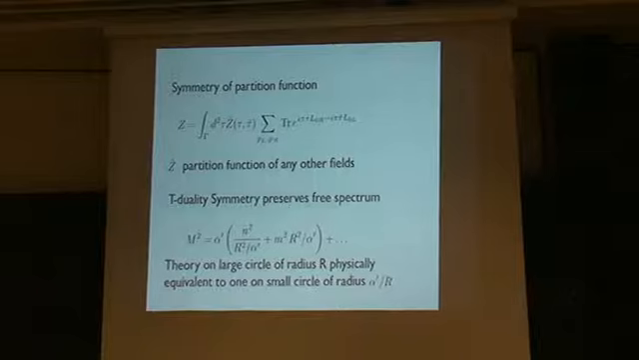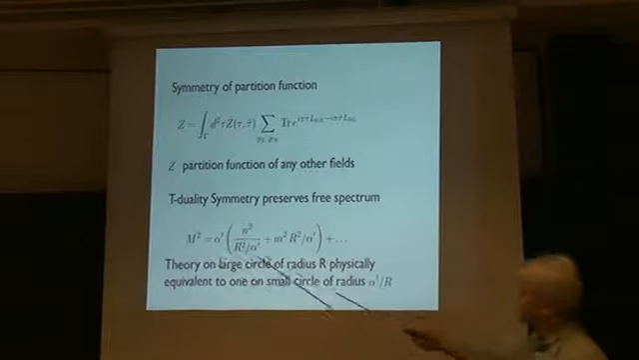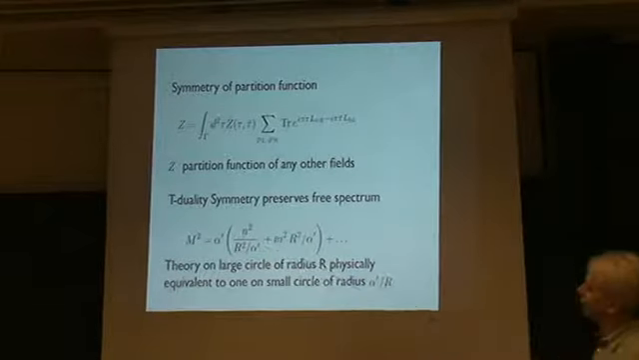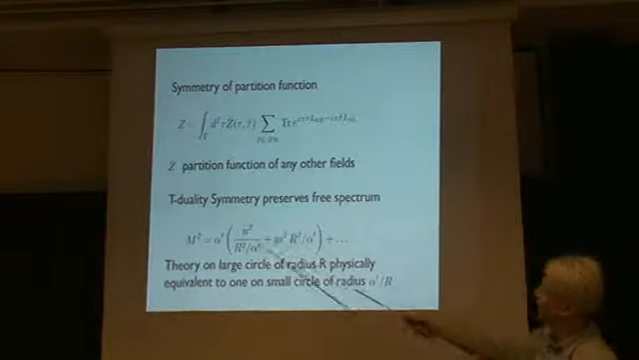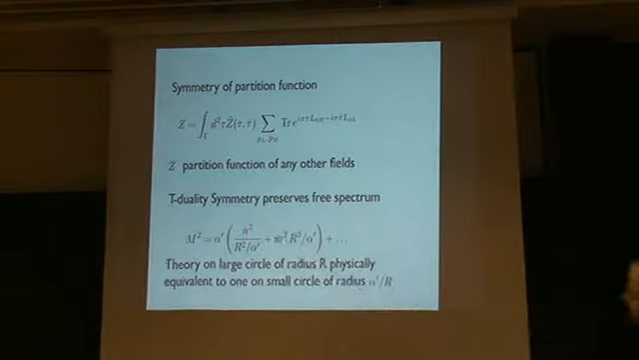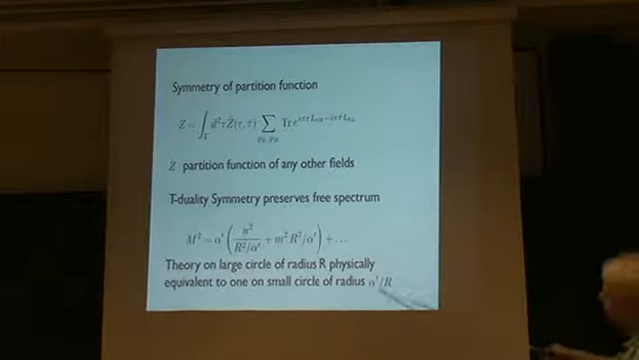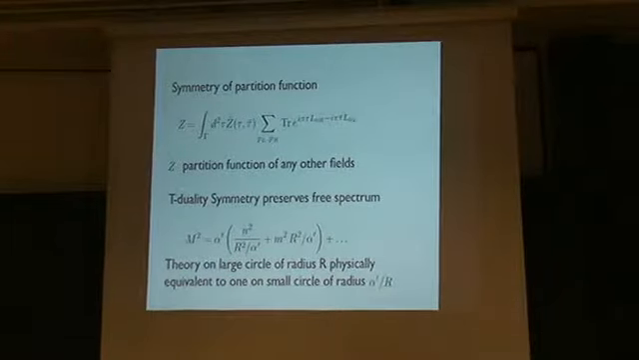One can see that by looking at the mass squared of the term, so it involves terms like this, which is clearly invariant under taking R to 1 over R and swapping N with M. So this means that the theory on the large circle of radius R is physically equivalent to one on the small circle of radius alpha prime over R, where the momentum modes in this theory correspond to the winding modes in this theory, and vice versa.